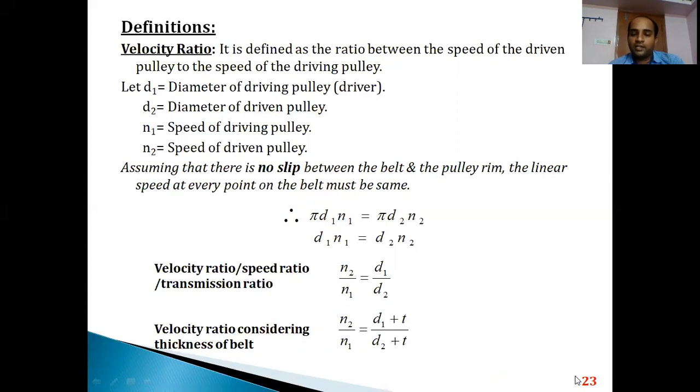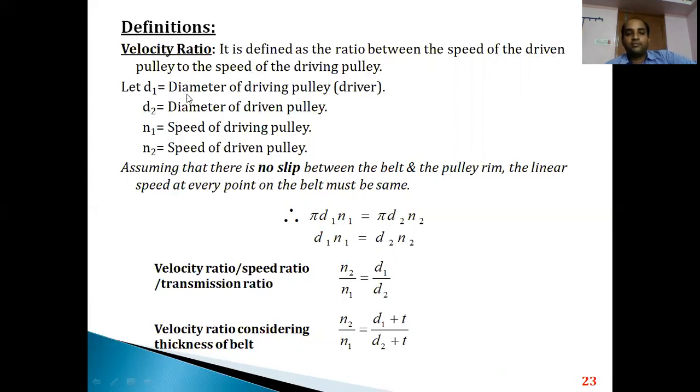Both the diameters are different, which means their speeds will also be different. So to know their speeds and their relative speeds, we use this term known as velocity ratio. We can write this velocity ratio as the speed of the driven pulley. Keep this in mind, it is the speed of the driven pulley. This is very, very important. It is the ratio of the speed of the driven pulley to the speed of the driver pulley, or the driving pulley.